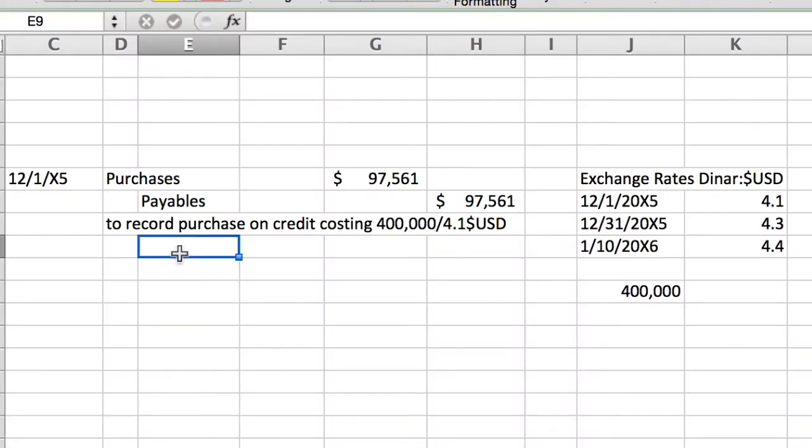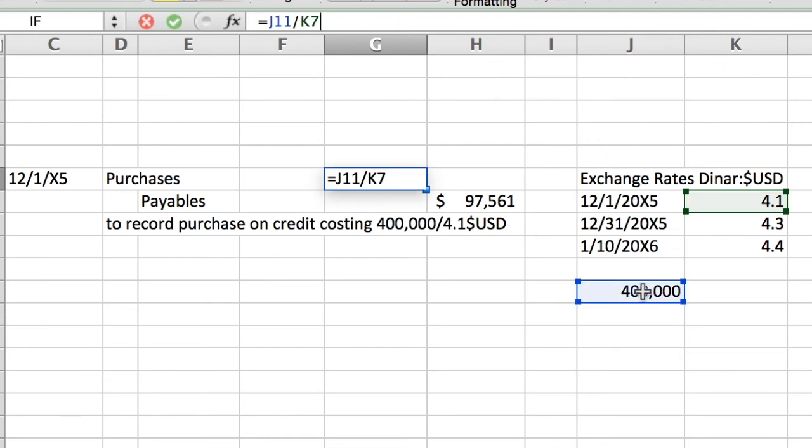So here's our first journal entry for the problem. What we just did is we bought goods on credit for 400,000 dinar. We know it's on credit because we're not actually paying for the goods until January 10th. Now, the reason we know it's 97,561 is because on the date of the transaction, which was December 1st, the current exchange rate was 4.1 dinar to US dollars. So we just have the simple calculation of using the 400,000 divided by the 4.1, which gives us an accurate number in US dollars.